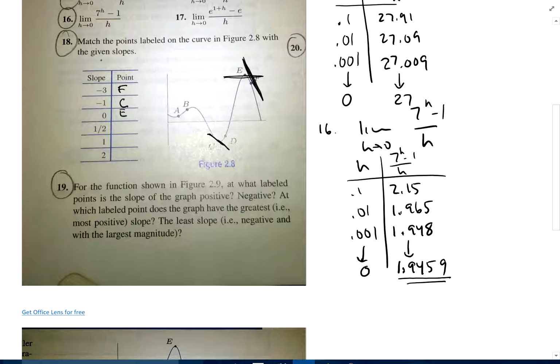Remember, and I should have said this a little more clearly here, the slopes of the curve are the slopes of the tangent line. That's how we define the slope of this curve at that point: it is the same as the slope of that tangent line. Okay, now we got 3. Which one's the steepest? 2. That's going to be D. Then it looks like 1 will be B, and the smallest positive slope would be A.